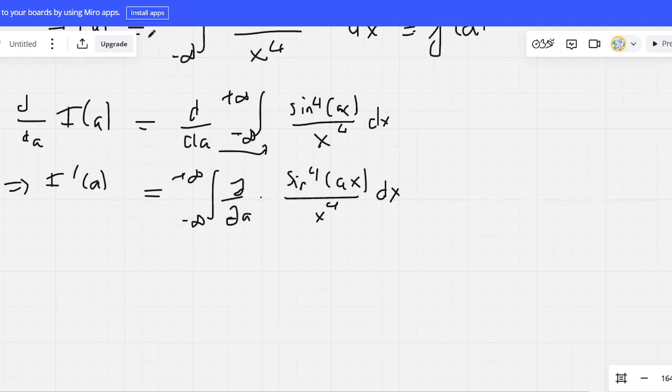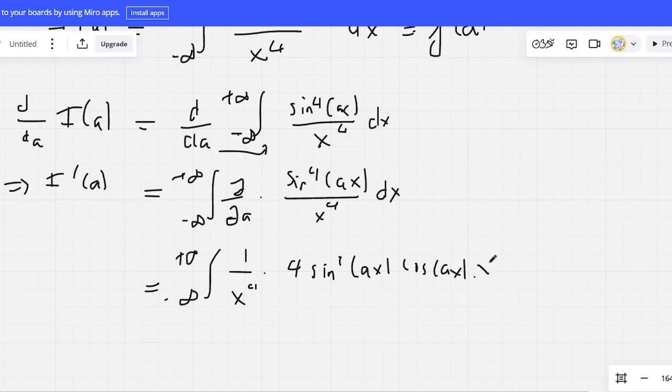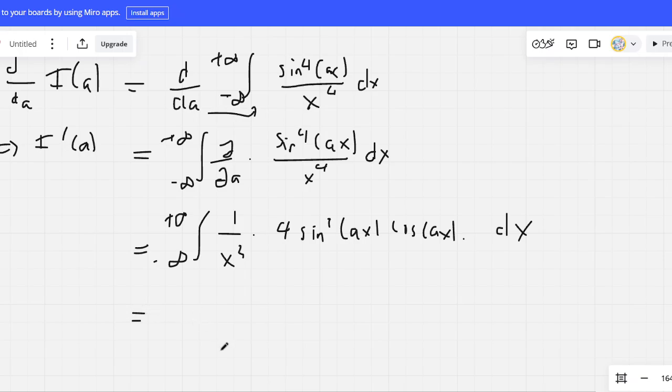Yeah, let's go ahead and try to solve this. Here we'll get the integral from minus infinity to positive infinity. Since x to the 4 is a constant with respect to a, we keep x to the power 4. The derivative here will be 4 sine cubed of ax times the cosine of ax, thanks to the chain rule, multiplied by x dx. As you can see, this x and this x cancel, so we get this power down to 3 instead. How nice is that?